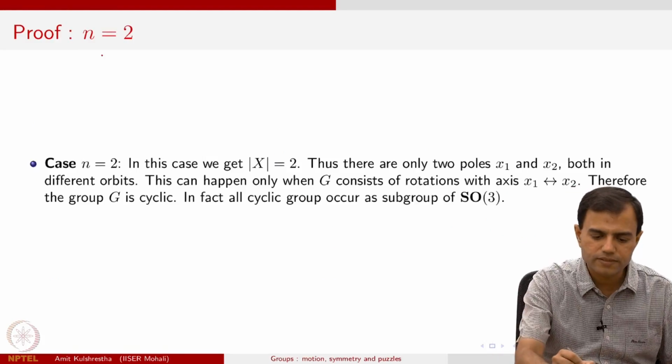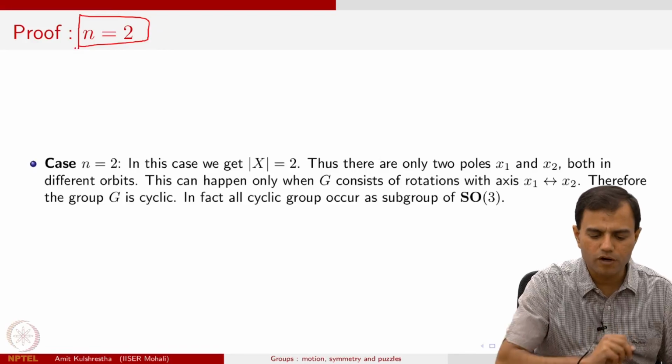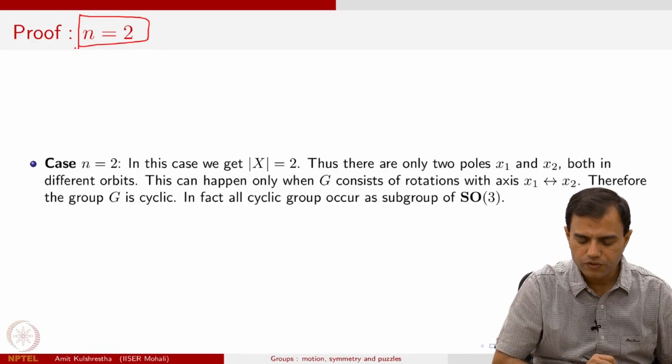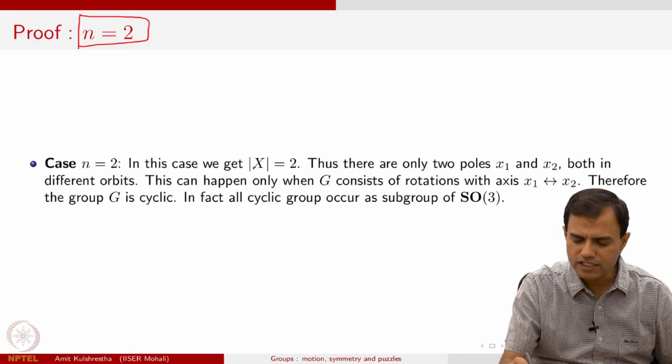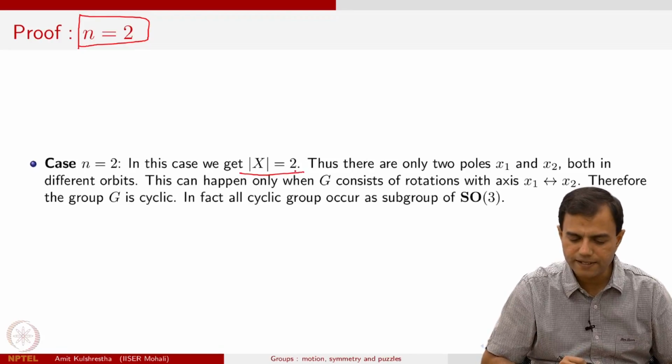So the n equal to 2 case. There are only 2 orbits. So if n is equal to 2, then the size of X is 2. Why is that?